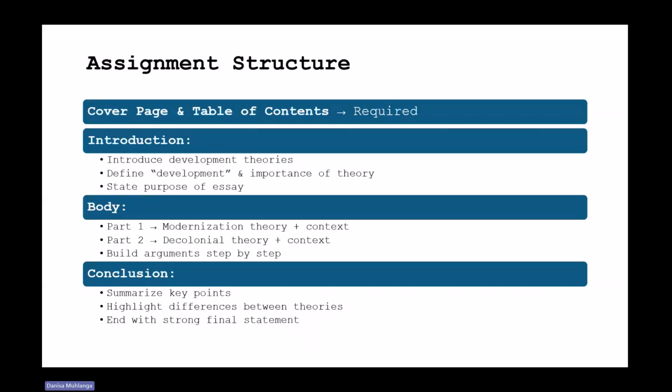For today's assignment, we'll begin with a broad statement that introduces the topic of the development theories, which is modernization and decolonial. Then we're going to define what development is and why these two theories are important. I'm still in the introduction. We're also going to state the purpose of the essay, the assignment. You need to explain modernization theory and decolonial theory, as well as the historical context. So state the purpose of the essay or the assignment.